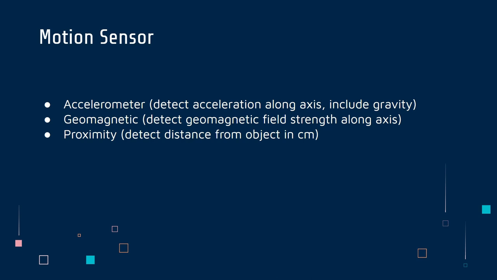If you want to try, you may use magnets around your phone, and your phone can respond to the force triggered by the magnets, thanks to the geomagnetic sensor. And the last one is proximity, which can detect the distance of an object from your phone, and it measures in centimeters. Okay, I will talk about it later.